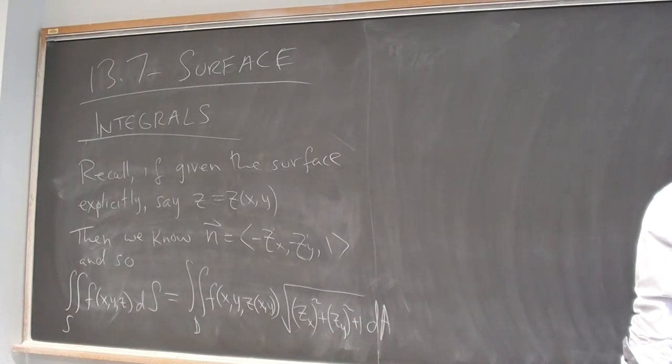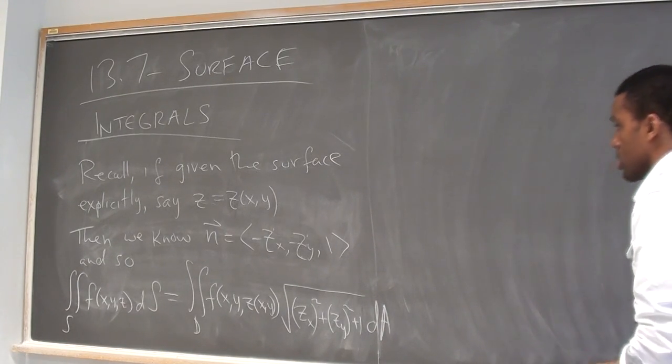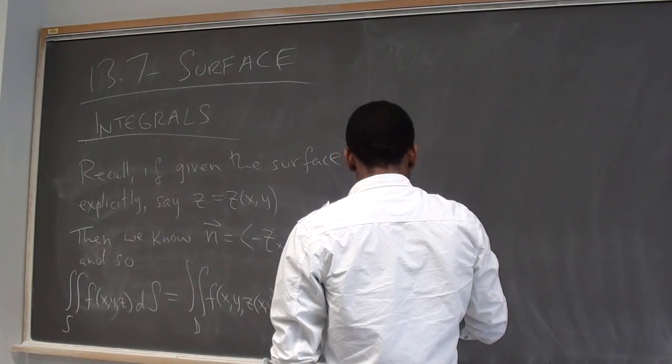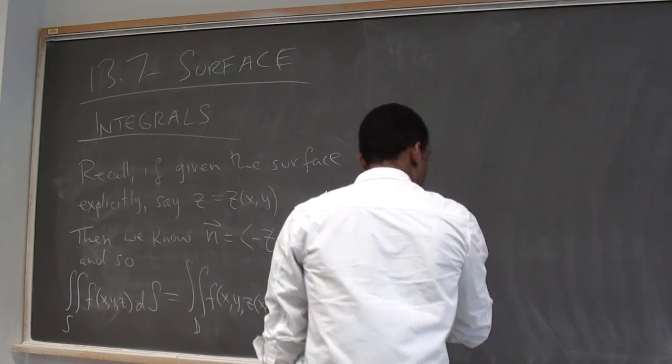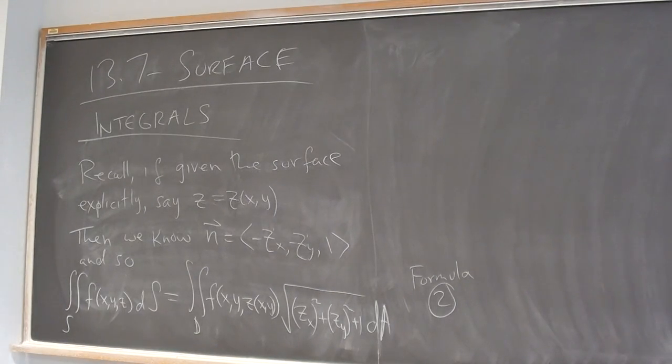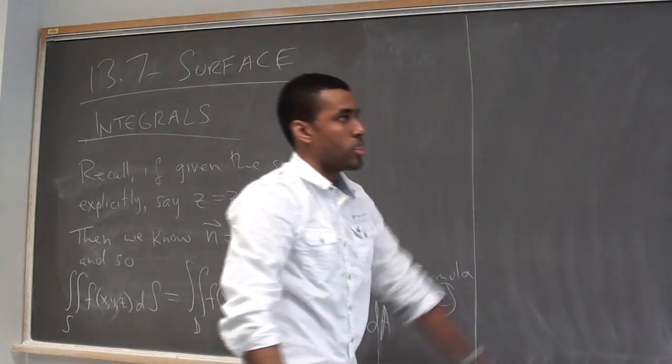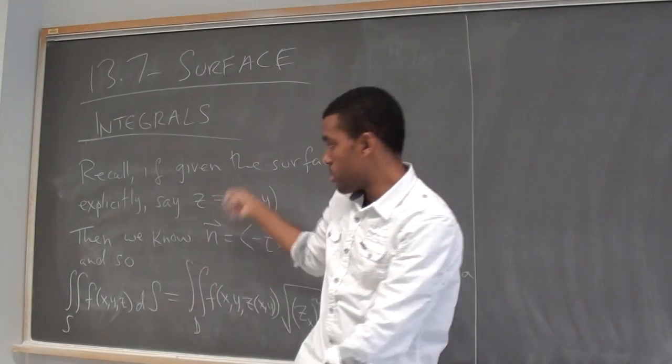We have to do it the vertical way. So again, I can call this guy formula 2, call this guy formula 1, and the same recommendation applies. If you're given a parameterization, use 1. If you're not, if you're given the surface explicitly, use 2.